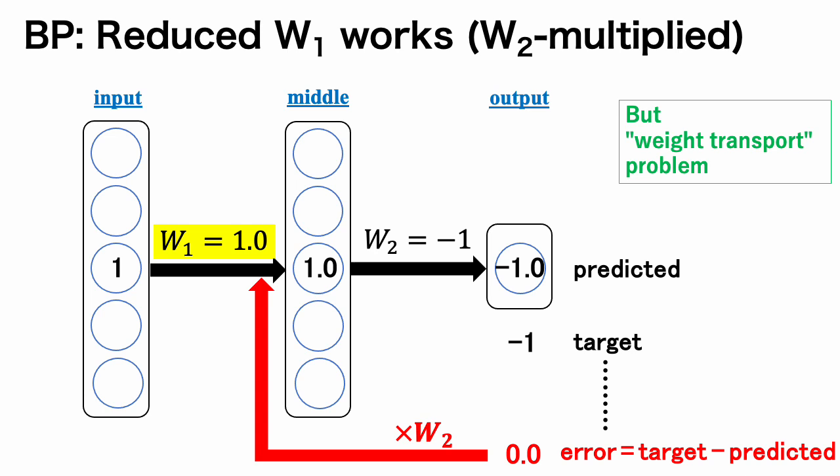However, to update W1, we needed the information on W2, which is far away. This is known as the weight transport problem. The brain should update a synaptic weight only using the locally available information, but it is not the case with the backpropagation rule, unfortunately.